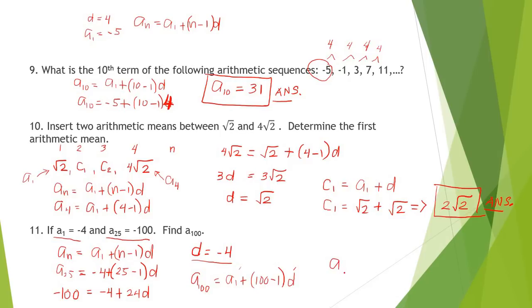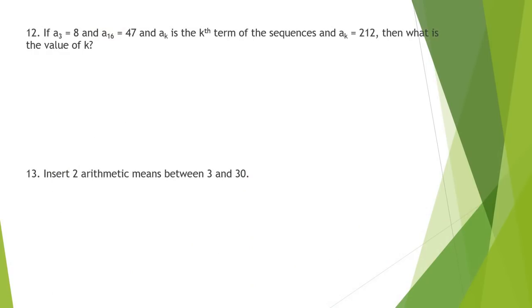So the 100th term is equal to a1, which is negative 4, plus 100 minus 1 times the d, which is negative 4. And our 100th term is equal to negative 400. And this is our answer.